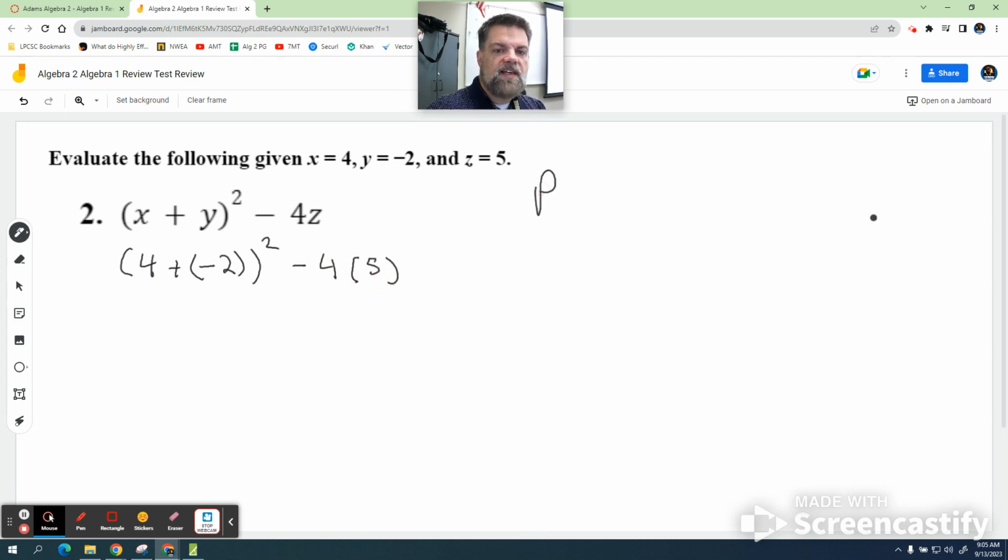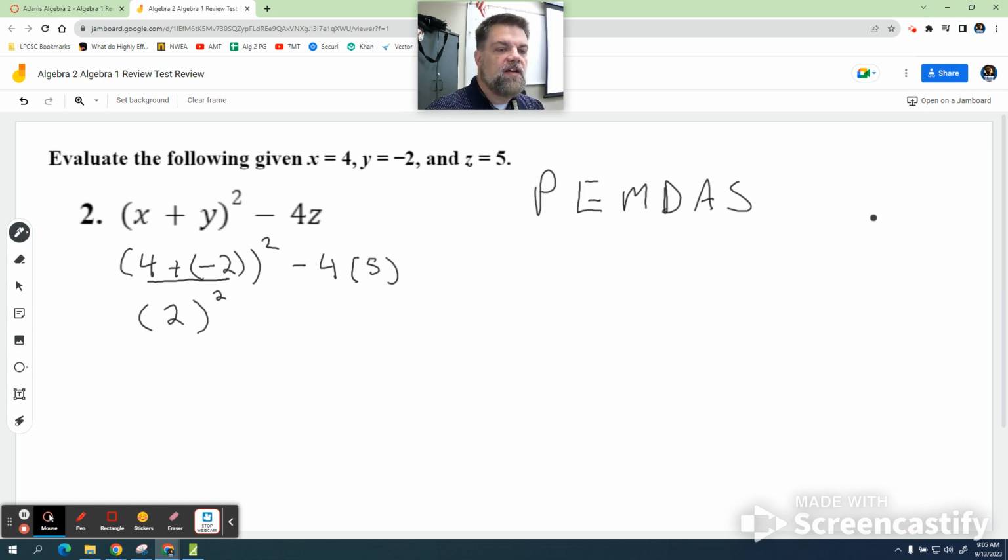So remember we say, please excuse my dear Aunt Sally. Is there work that I could do inside the parentheses? Yes. I'm going to have to do this work first. So I have 4 plus -2. What does that become? 4 minus 2 is 2.